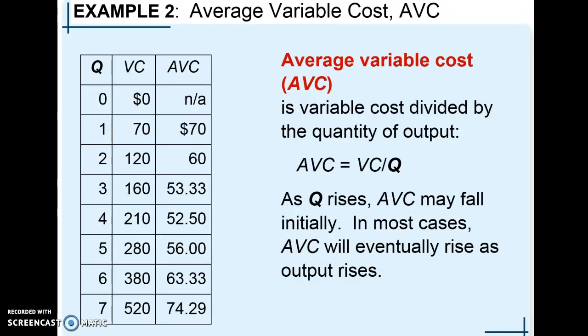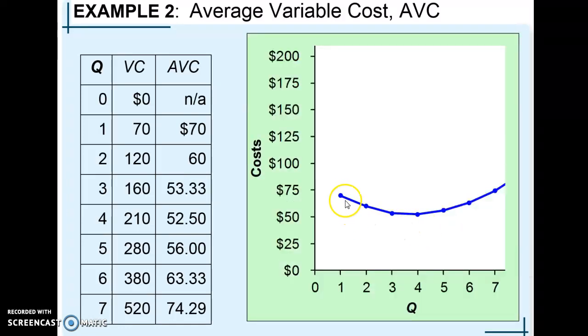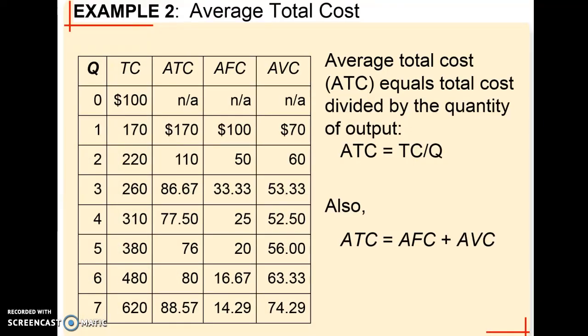Average variable cost takes variable cost divided by the quantity of output. As your quantity rises, your average variable costs are going to fall initially, but in most cases, average variable costs are eventually going to rise as your output rises. And here, the graph shows average variable costs falling, and then on the right side of the graph, they begin to rise.